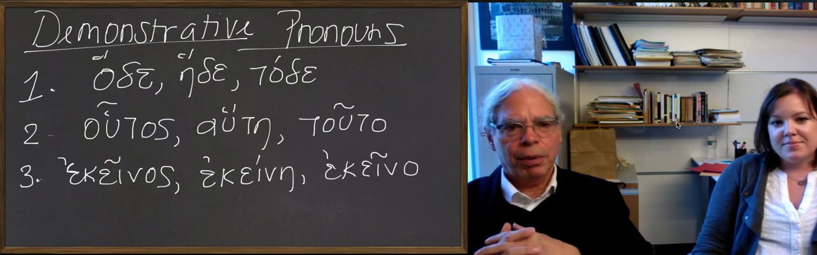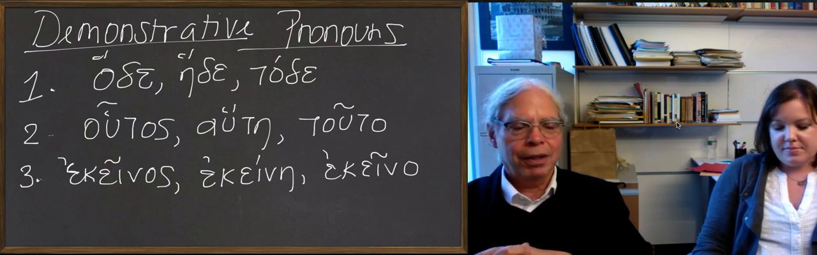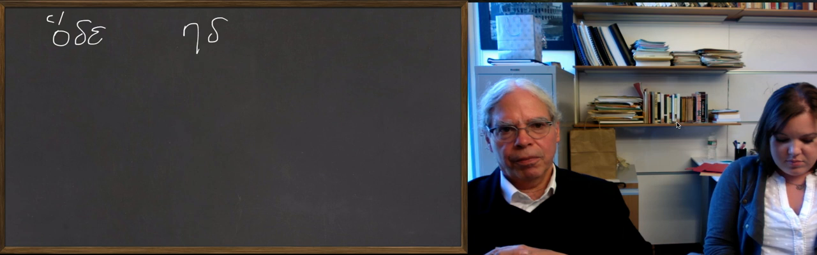Okay, let's talk about the forms. We should have a new screen. The forms of hode, hede, tode, we can put their adjectives. They have three genders. They have singulars and plurals in all of the 4 cases. Hede is the feminine nominative singular, and tode.